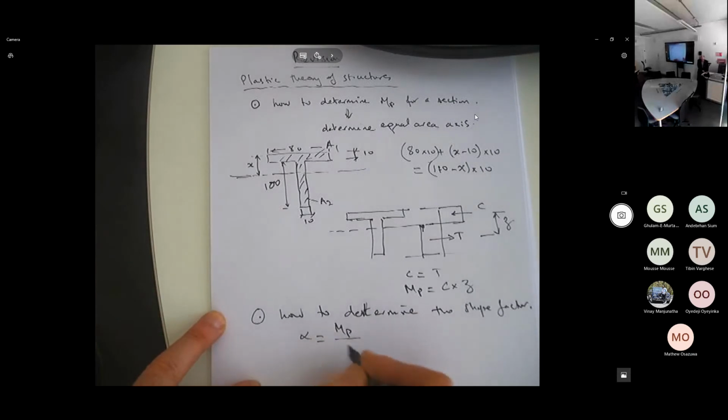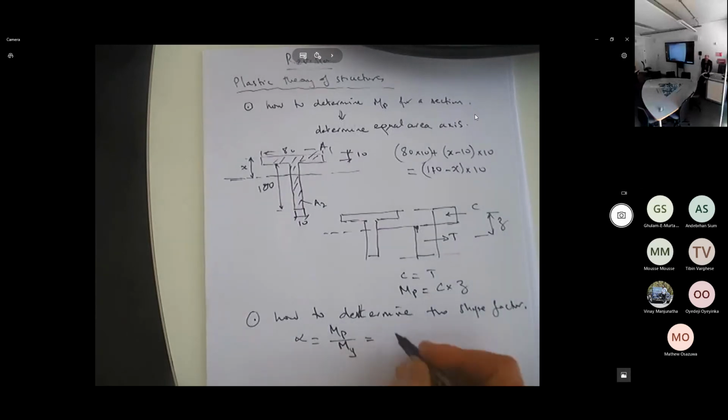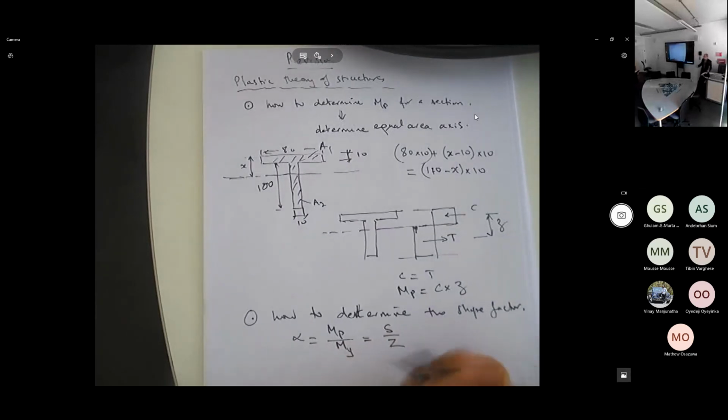MP over MY. I mean, the good thing about your exam, it's actually open book, isn't it? So you can check everything, right? So MP over MY, yeah. Or S over Z, exactly. Yeah.